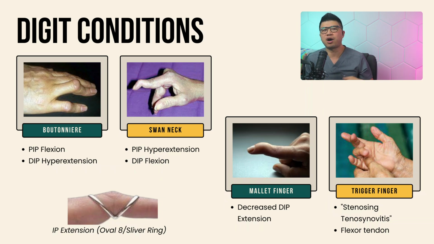Splints used for all three deformities are IP extension splints, or sometimes called oval 8 or ring splints, for which they look kind of like those cool rings on your finger.